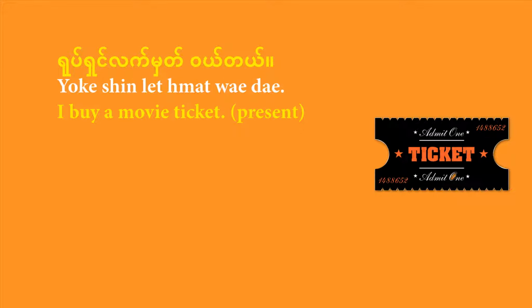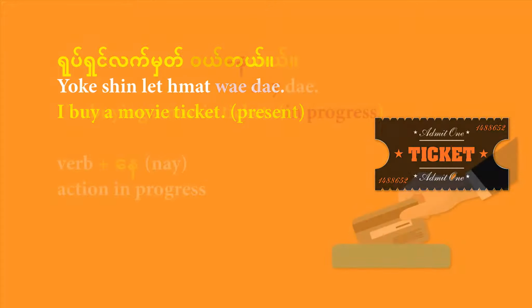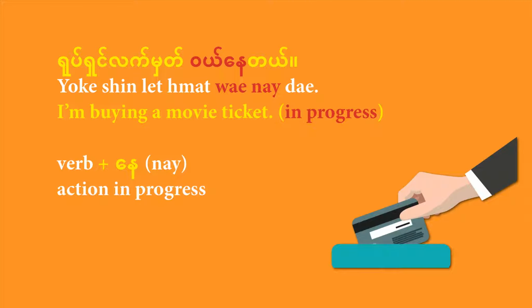Now, if you want to say you're buying the ticket, that is, an action that is in progress, all you have to do is add one simple particle behind the verb, following the verb. That is the particle ne. So you change the verb from wear to wear ne. One more time. Change it from wear to wear ne to show that the action of buying is in progress, is continuing. Yoke lethmal wear ne de. Yoke lethmal wear ne de. That means I'm buying a movie ticket.